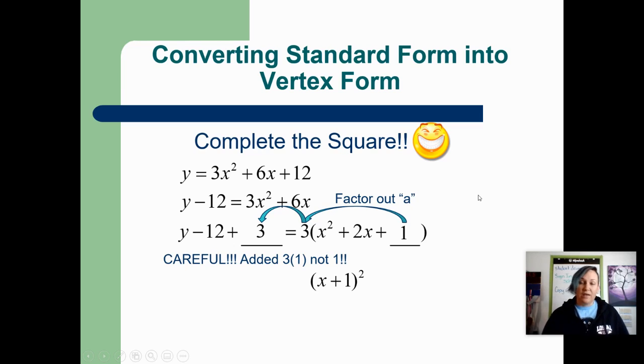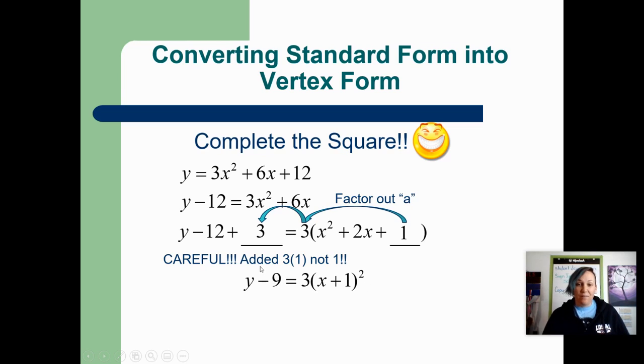Okay, we're almost there. So I have already factored my parentheses. X squared plus 2x plus 1 turns into x plus 1 squared. On the left side, I'm going to combine like terms. So negative 12 plus 3 is negative 9. And then I don't want to forget my letter A. This number 3 needs to be in front of the parentheses.